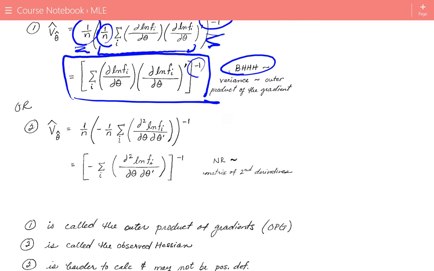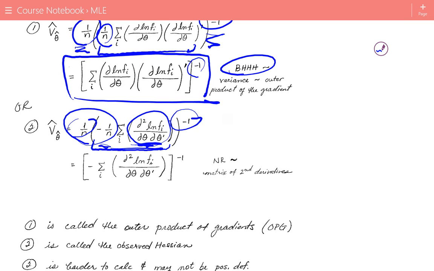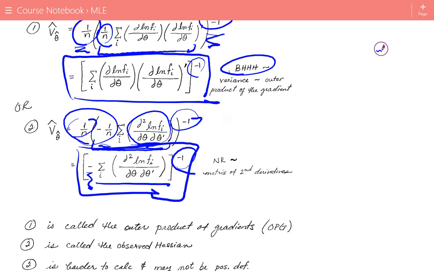Another one is to take this negative sample average of the second derivative matrix. I get the second derivative matrix for everybody in the data set, and then I sum them, and I take the average, take its inverse, 1 over n, which again, the 1 over n's reduce down, and it comes down to the negative of the sum of the second derivative matrices across independent observations in the data set, inverted. This is what the Newton-Raphson algorithm is going to use. It's calculating the approximation to the Hessian matrix.